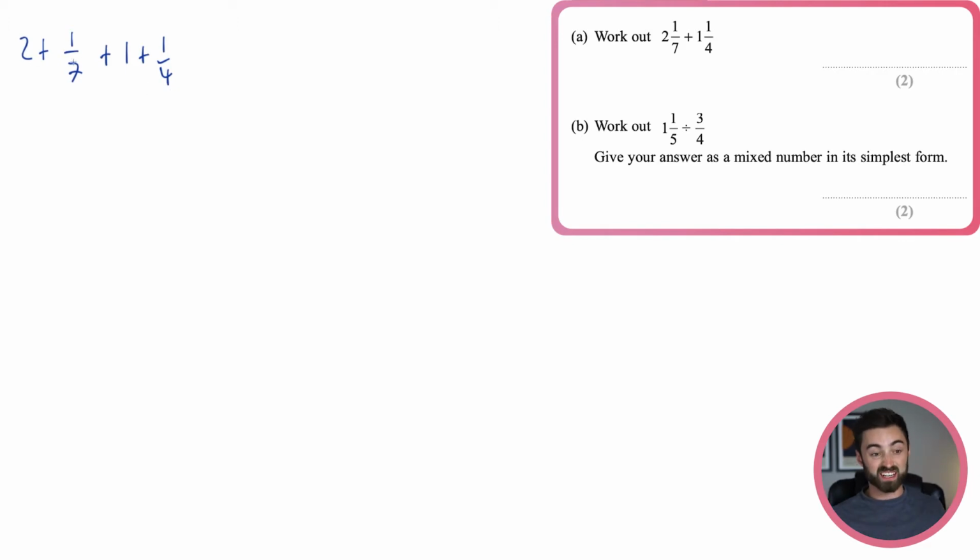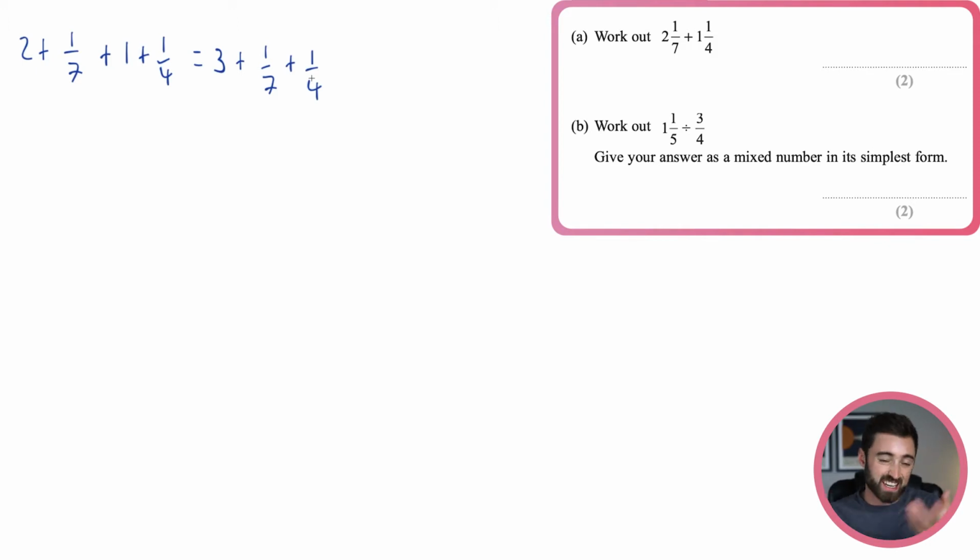So what I can do here is I can actually add the whole numbers up, and then I can think about the fractions later. So, I mean, 2 add 1 is 3. I think we all know that. And then essentially, all I need to do really is add 1/7 to 1/4. The reason I can't do that really easily is because they've not got the same denominator. So I need to get a common denominator here.